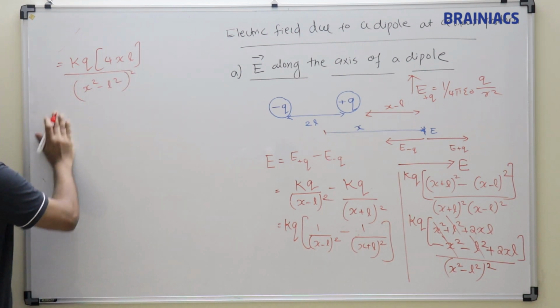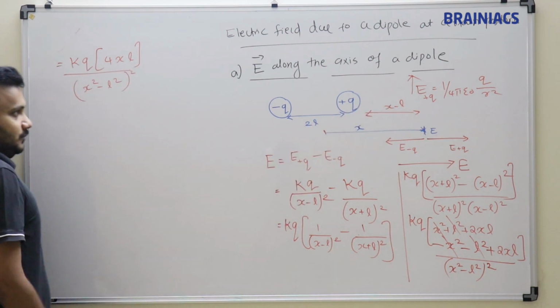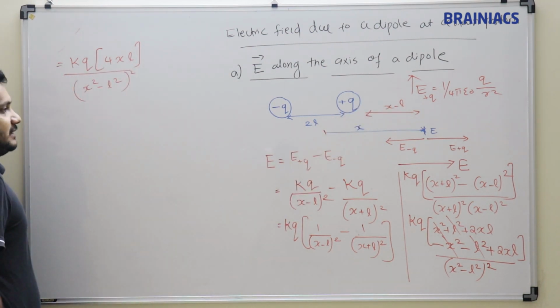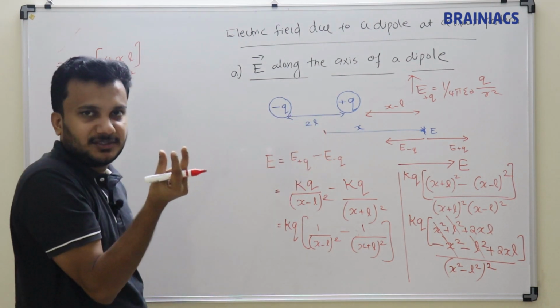Okay, here we are going to make certain assumptions. We know l is comparable to x. The definition of a dipole states that two equal and opposite charges are separated by a shorter distance.